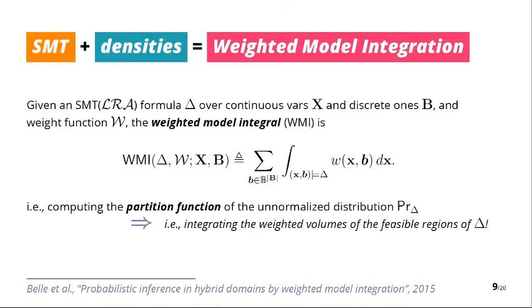Here is the formal definition of weighted model integration, which we call WMI. Given an SMT formula and the associated weight functions, the task of weighted model integration is to compute the big integral shown here. Intuitively, what it does is to integrate over the weighted volumes of the feasible regions defined by the formula.